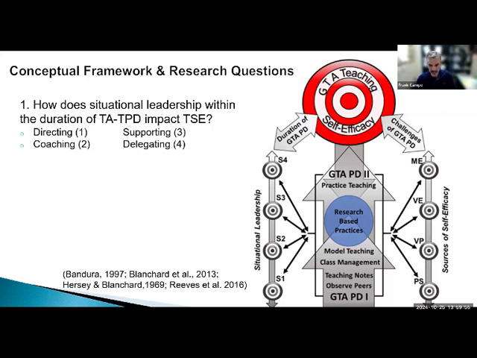So you can see here, maybe if you see my pointer, this is not something that is static. This is something that's very fluid and moves around depending on the development of the TAs and the situation.